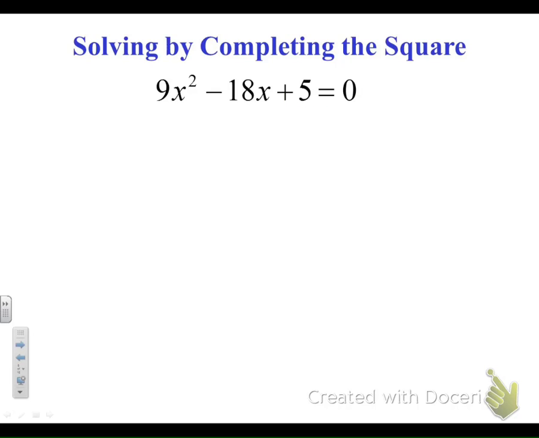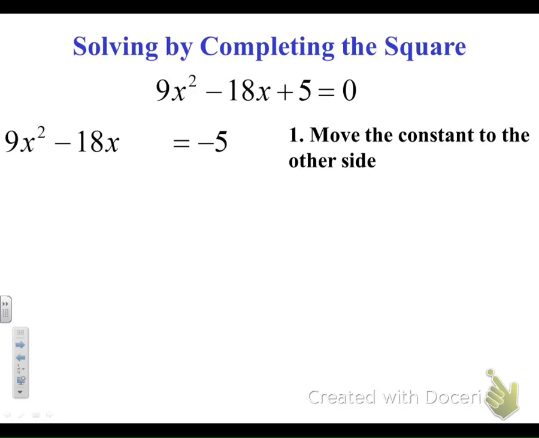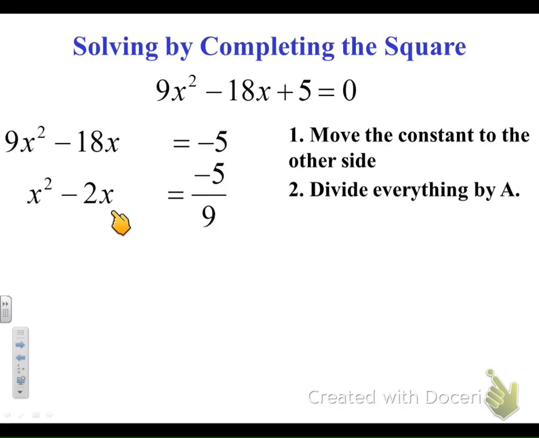Again, you might have to pause a lot after each step. So the first thing is move the constant to the other side. So I'm going to have 9x squared minus 18x equals negative 5. The second step is to complete the square. Having something in front of the x squared is difficult, so we're going to divide everything by that leading coefficient 9. And when I say everything, I also mean over here on this side. So divide everything by the leading coefficient a. When that happens, we get x squared minus 2x equals negative 5 ninths.